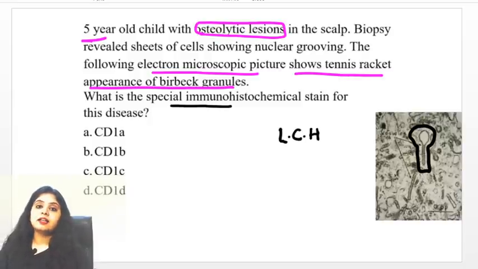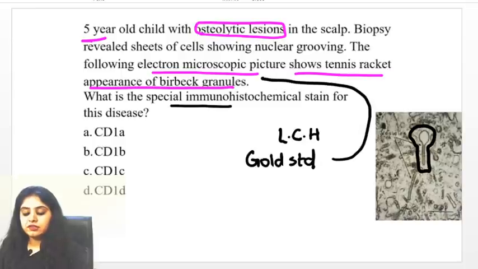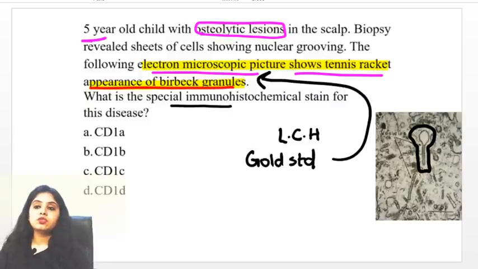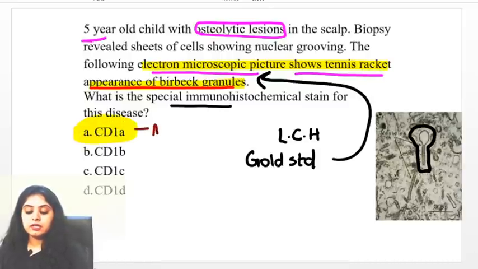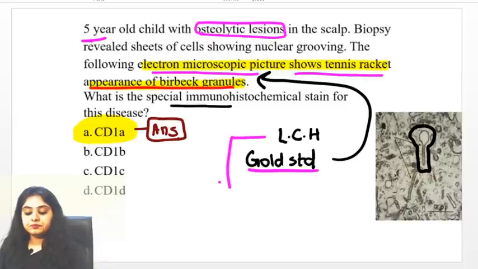This is Langerhans cell histiocytosis. What is the gold standard for the diagnosis of Langerhans cell histiocytosis? Gold standard is exactly written over here. Gold standard is electron microscopy showing you the tennis racket appearance of the Birbeck granules that you see over here. If you have to do any immunohistochemical marker, then CD1a is one of the most important immunohistochemical markers that you'll use. Please remember, the mutation that you see in Langerhans cell histiocytosis is the BRAF mutation.